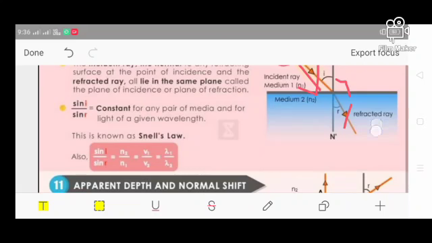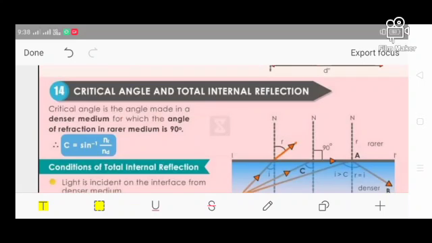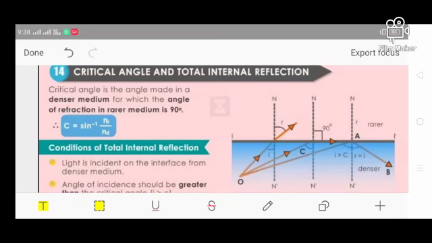Hope you will understand. Come to the next point, critical angle and total internal reflection. What is a critical angle? The critical angle is the angle made in a denser medium for which the angle of refraction in the rarer medium is 90 degrees. When the angle of refraction is 90 degrees, we can say it is the critical angle. Got it, my dear friends?